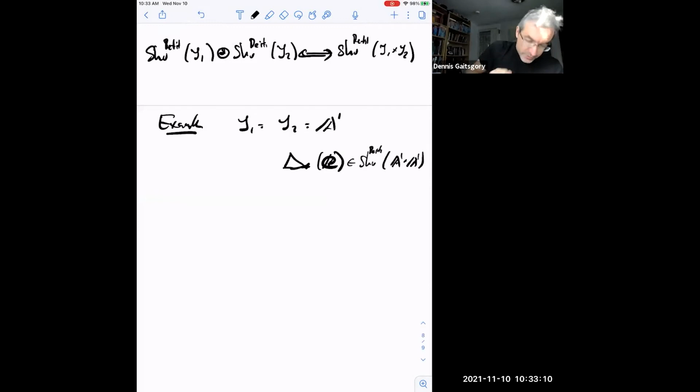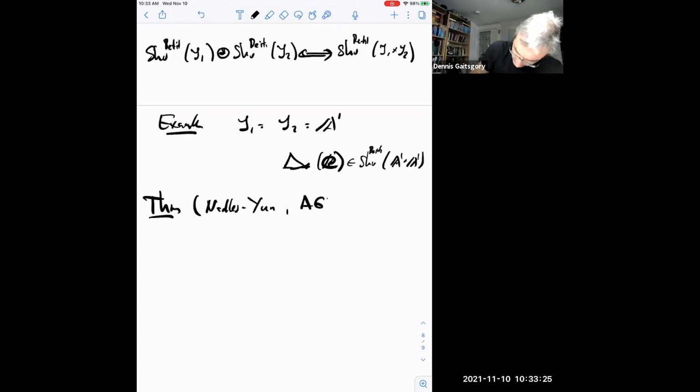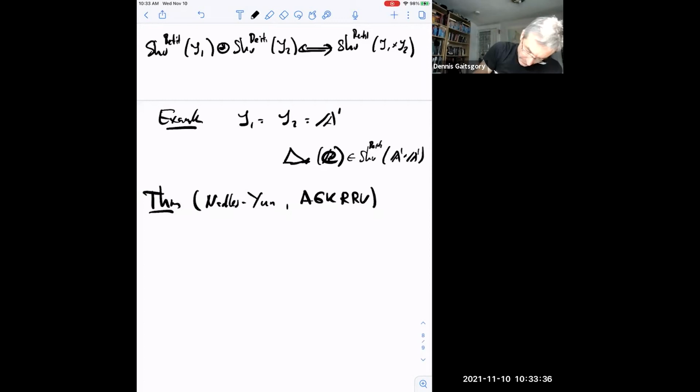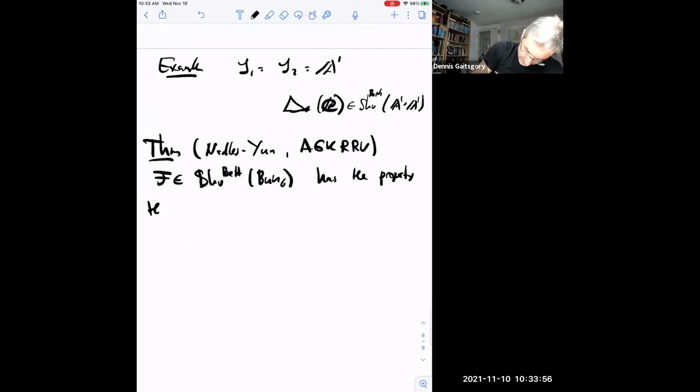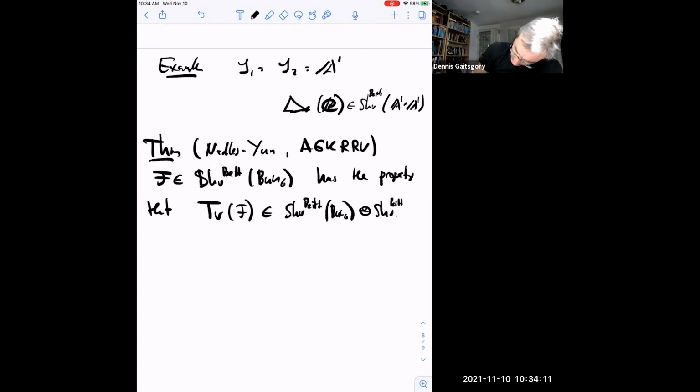And now comes a non-trivial theorem. It has two directions. One is Nadler, Yun. And the other direction is in our paper, Arinkin, Gaitsgory, Kazhdan, Raskin, Rozenblyum, and Varshavsky, which says the following thing. An object F in Betti sheaves on Bun_G has the property that the Hecke functors send it to this tensor product if and only if F has what's called a nilpotent singular support.